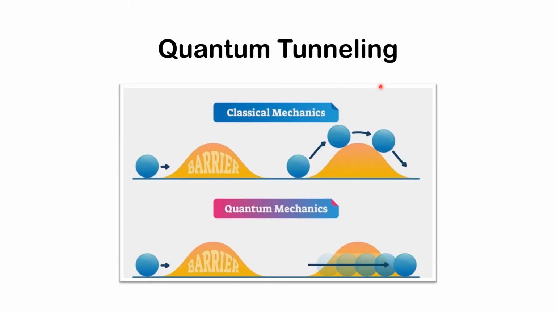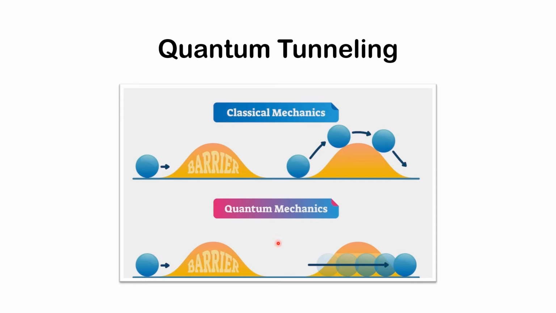Now let's move on to quantum tunneling. In classical mechanics, when an electron or, say, an atom wants to cross a barrier and reach another state, it has to literally climb up the barrier and reach the other state. Well, that's what classical mechanics has taught us all about.